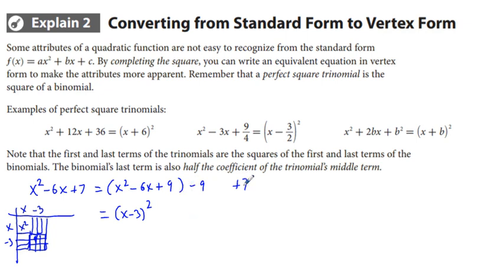On the outside, what we have left is going to be negative 9 plus 7, so we can put minus 2 out here. And so this expression that I'm circling is equivalent to this expression in standard form that I'm arrowing off to. They are equivalent expressions. When we complete the square, we're going to turn this standard form into vertex form, from which we can more easily graph our quadratic function.